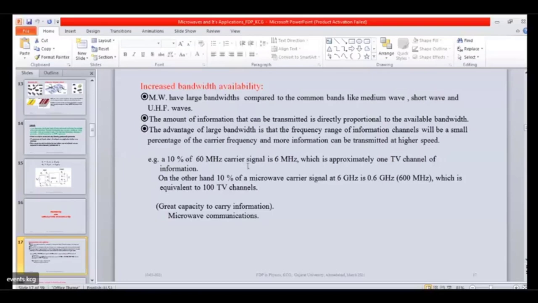Whereas if you use 60 megahertz as a carrier, then you can transmit only one TV channel, right? So meaning here is that at microwave frequency, the capacity of carrying information is enhanced enormously.